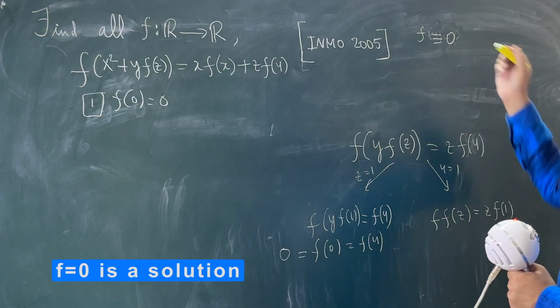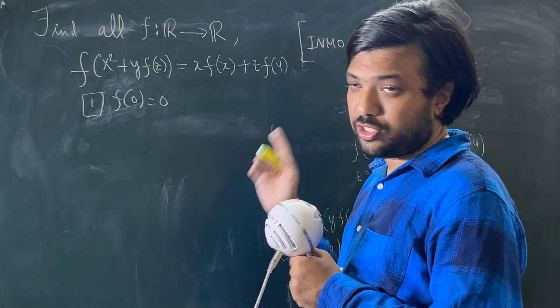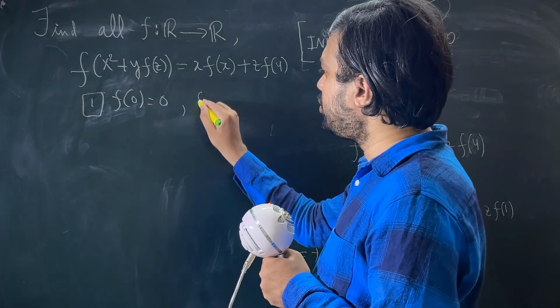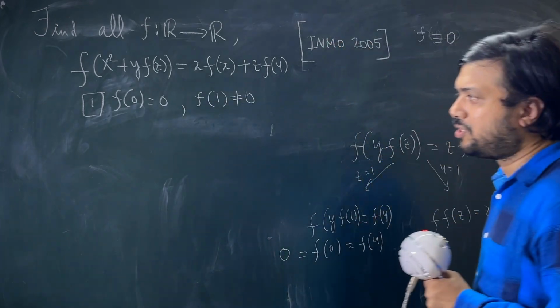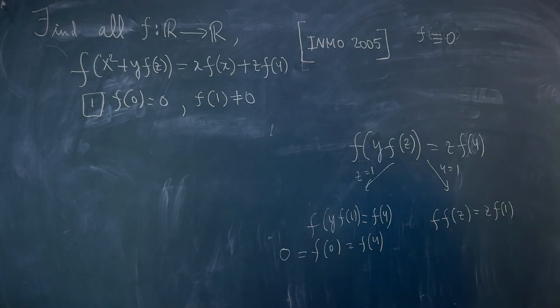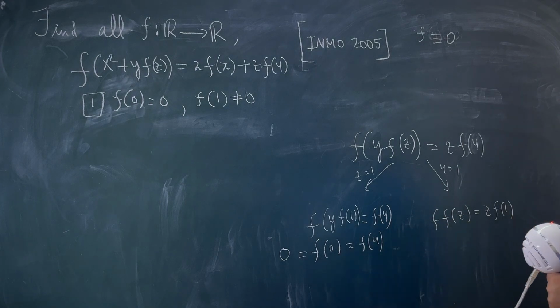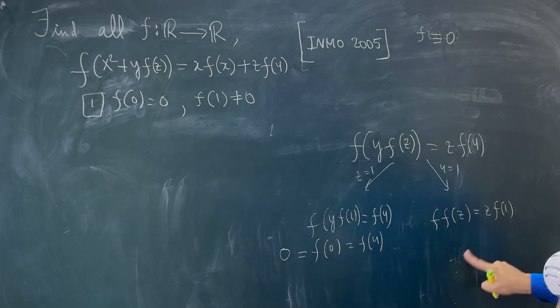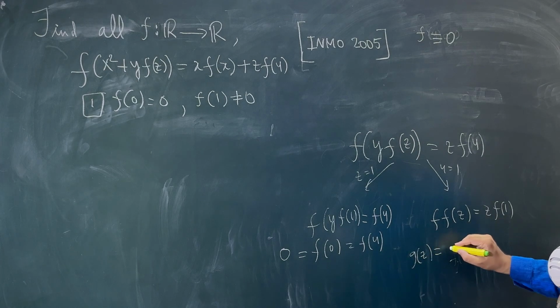That's if f of 1 is 0. From now on, let's assume f of 1 is not 0, because if f of 1 is 0, we already found a solution. In that case, what happens? Here, f of 1 is not 0. The function on the right is some g of z; if you call f of 1 as some alpha, it's alpha times z, and alpha is non-zero.